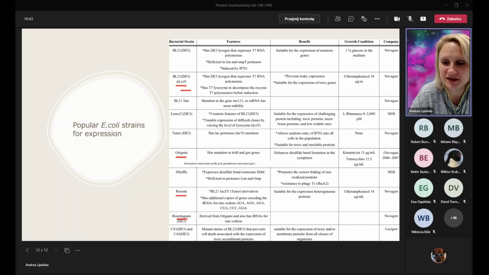Each time you see a bacterium and there's DE3 in brackets, this is because a strain of a virus is used. This is lambda phage, and this particular lambda phage is a recombinant phage carrying the T7 polymerase gene. So it has a gene from a different bacteriophage, T7, encoding its RNA polymerase, and it's bringing it to the E. coli strain. BL21 is derived from the B strain of E. coli. What we can say about those strains, of course, is that they are not pathogenic.